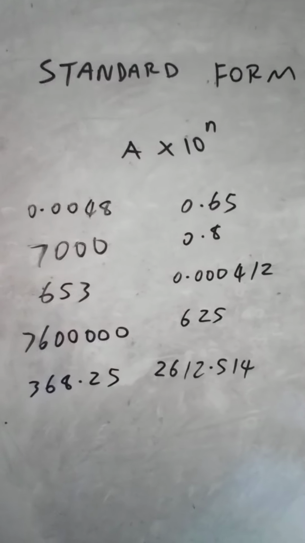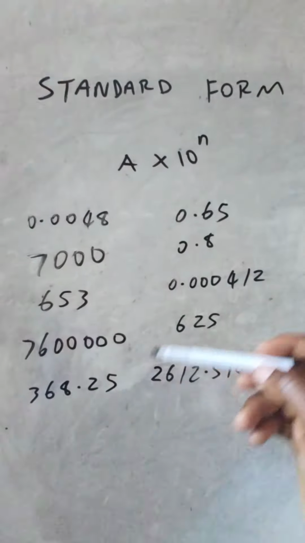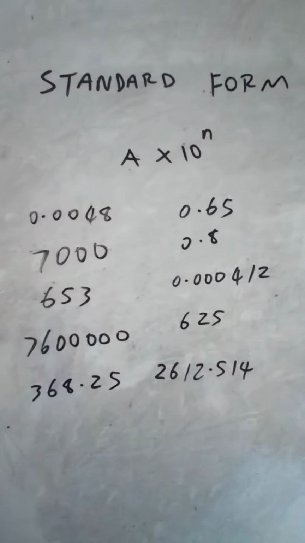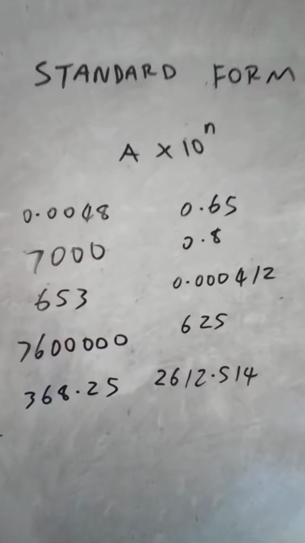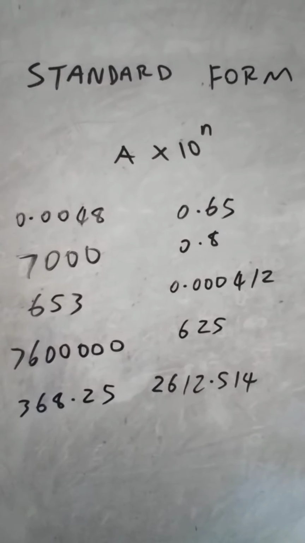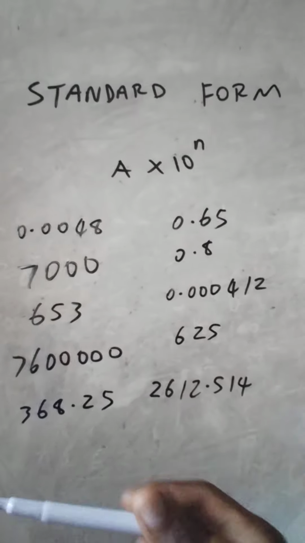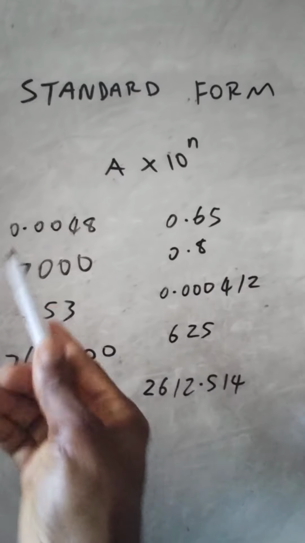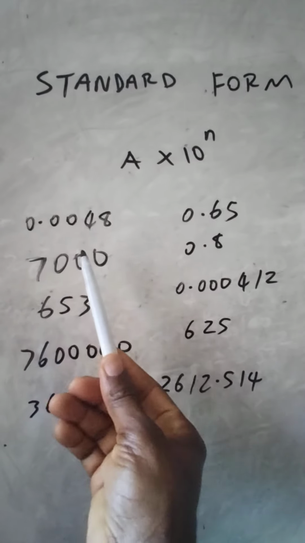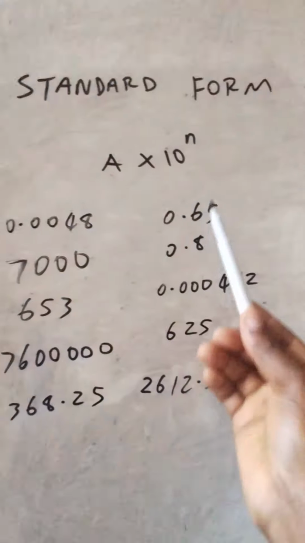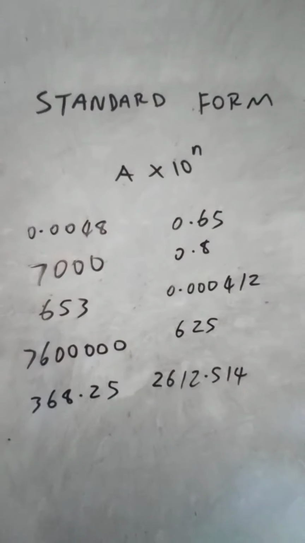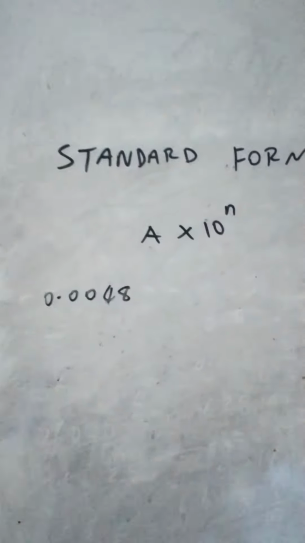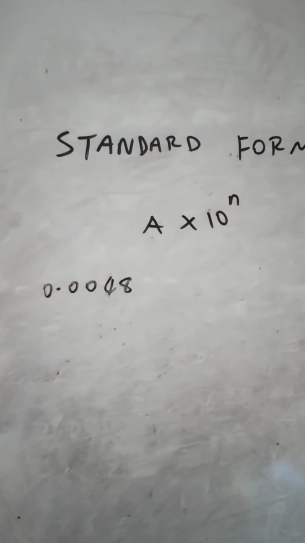Here's a few examples for you to do. Let's pause the video, try to do them on your own, and then we are going to work them out together when you're back. So I'm going to start from, this is number 1, 2, 3, 4, 5, 6, 7, 8, 9, 10.